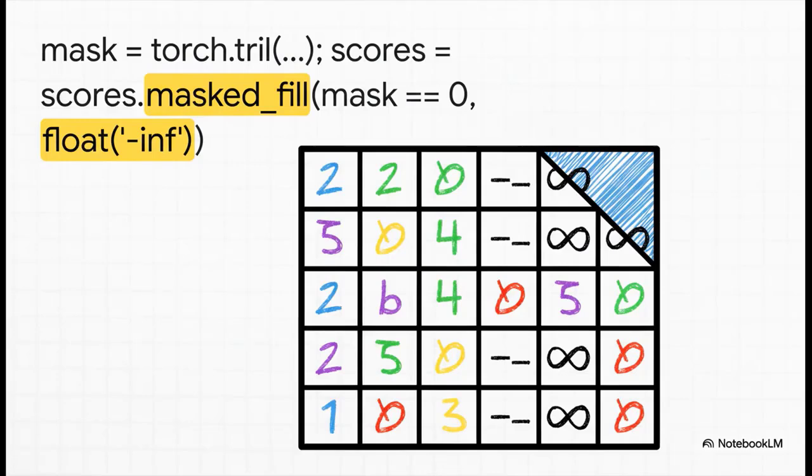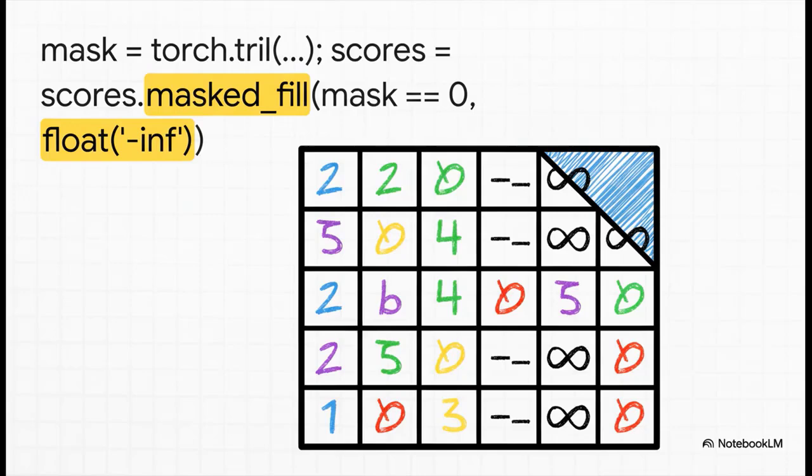They apply a mask to those attention scores we talked about. This function, masked fill, is like a digital blindfold. It goes in and replaces the attention scores for all the future words, the ones it's not supposed to see, with negative infinity. Now you might be wondering, why negative infinity?